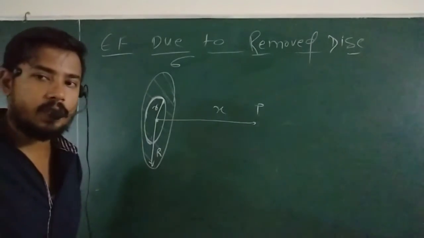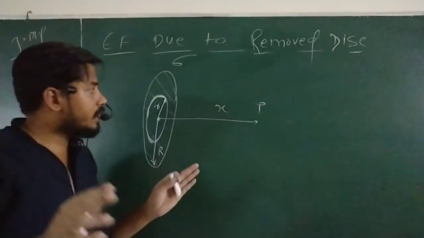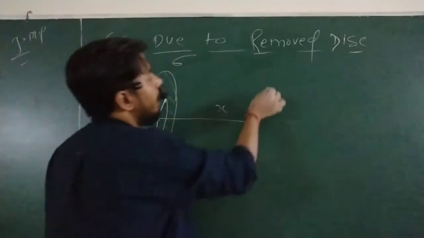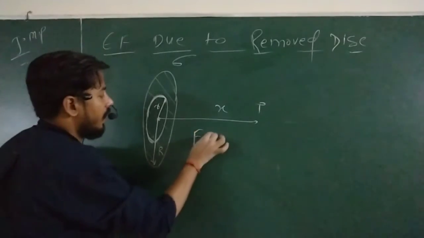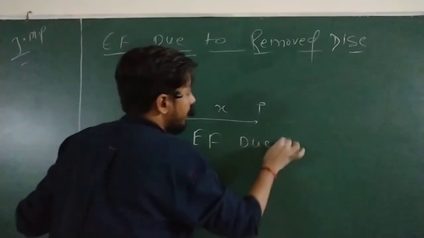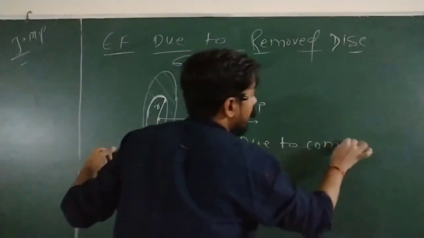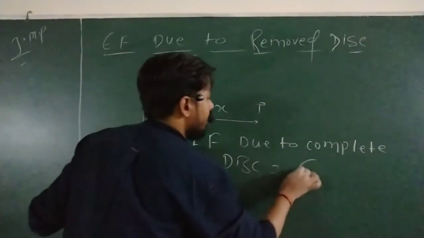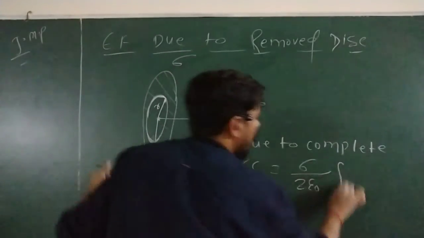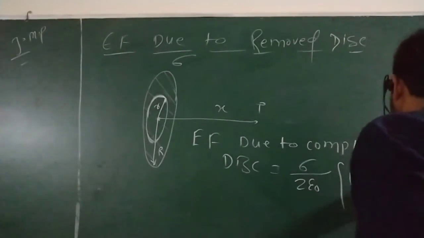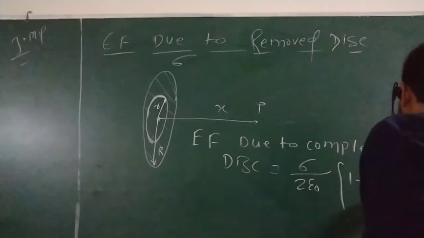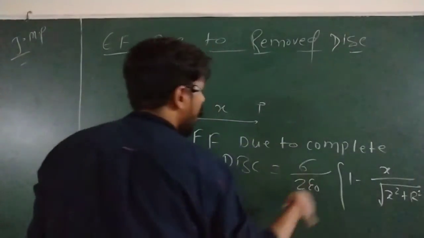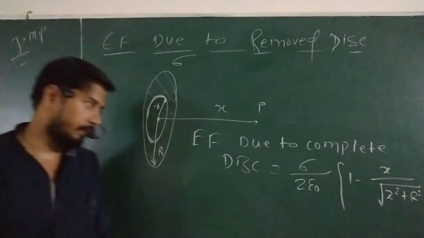So, no issue. First of all, see what is the electric field due to the complete disk? I am asking the electric field due to the complete disk. So, this becomes sigma by 2 epsilon 0 times 1 minus x by under root x square plus capital R square. This is the electric field due to the complete disk.